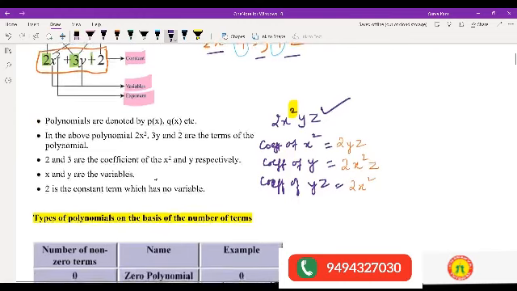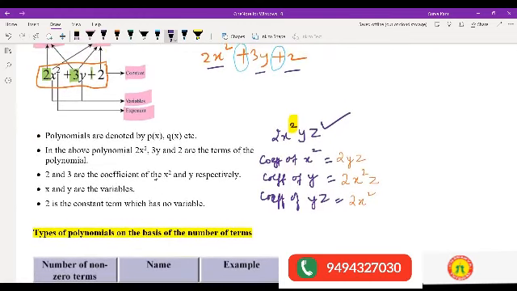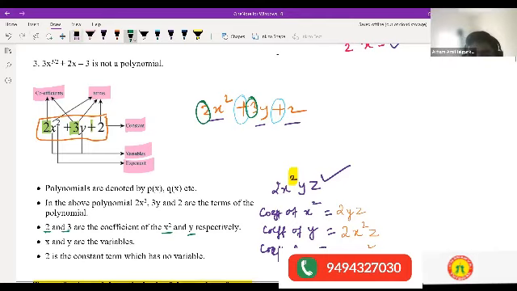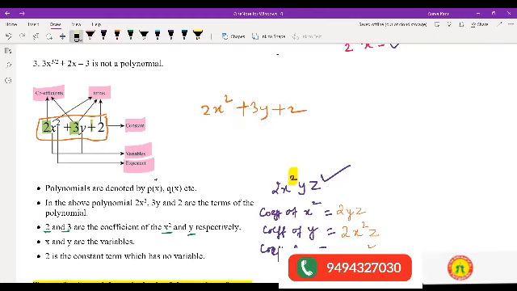Next concept here is 2 and 3 are the coefficients of these things. I think everyone knows here, like 2 and 3 are the coefficients of x square and y. See, the coefficient of x square is 2, the coefficient of y is 3. That is mentioned over here, right? Next here is x and y are the variables that everyone knows here. 2 is the constant term which has no variable, right?